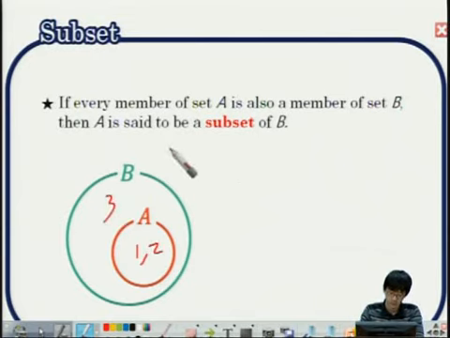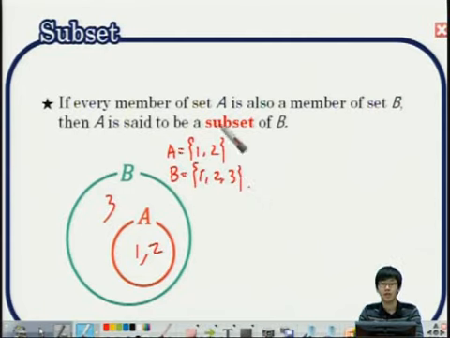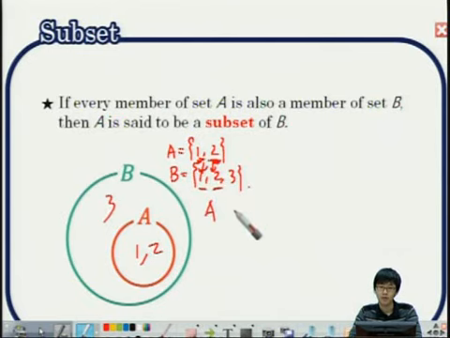So, like this, then A is composed of 1, 2, and B is composed of 1 to 3, right? Then every member of set A, which is 1 and 2, is also a member of B, which is 1 and 2. This is inside this B set, right? Then we say A is a subset of B, which we denote like this.